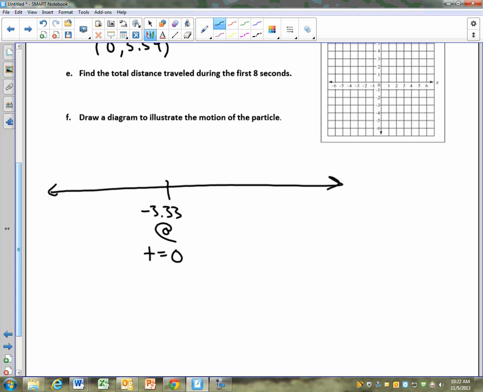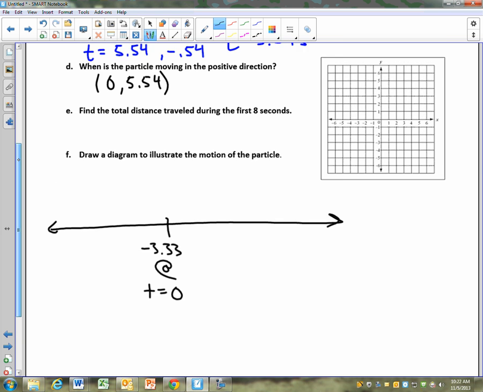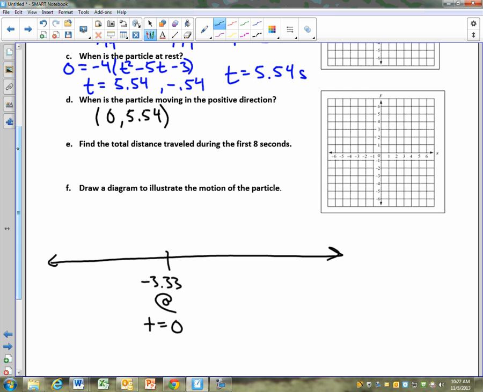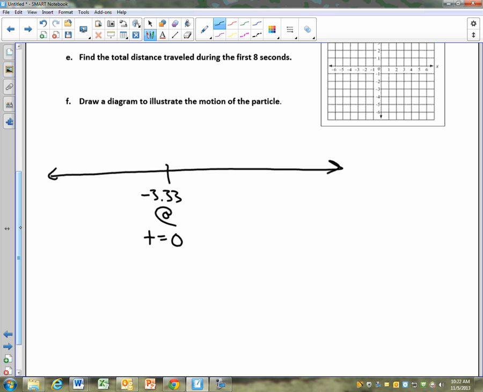Does it start by moving to the right, or does it start by moving to the left? It starts by moving to the right. You guys told me that it's moving in the positive direction from 0 to 5.54. So that's what I'm going to do. I'm going to start by moving in the positive direction.